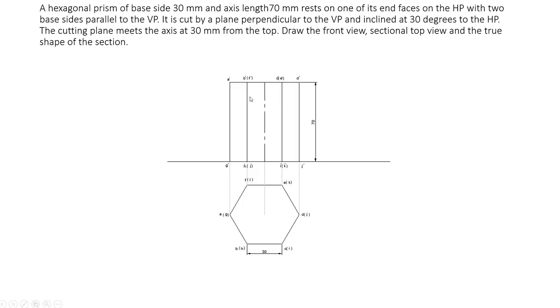Now name these points in the front view: A dash, B dash, F dash, D dash, E dash, C dash, E dash and D dash. Here it is G dash, H dash, L dash, F dash, I dash, K dash and J dash.